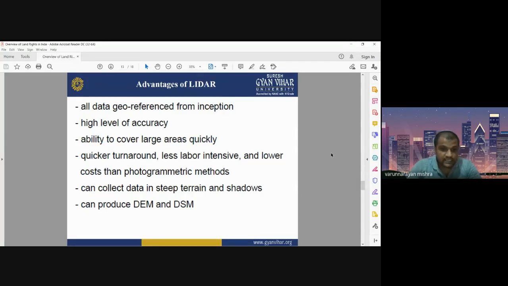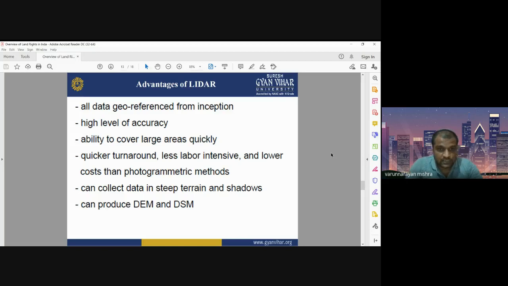It can collect data in steep terrain and shadows. In photogrammetry, we cannot capture the data in such terrain, and it will give you shadow areas. But with lidar, we may easily survey terrain having mountains and avoid the shadows, because lidar has multiple returns, so it can scan the same area multiple times and we will not have any shadow. It can also produce high quality, highly accurate digital elevation models and digital surface models.